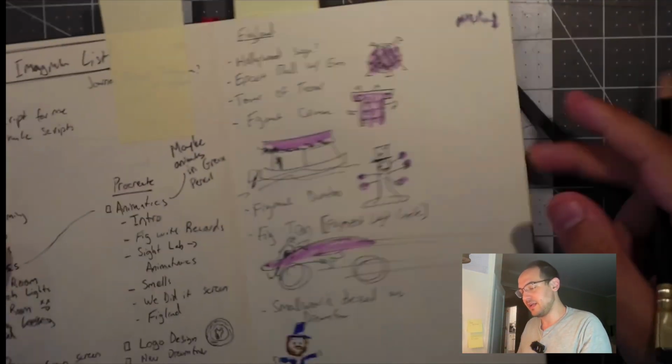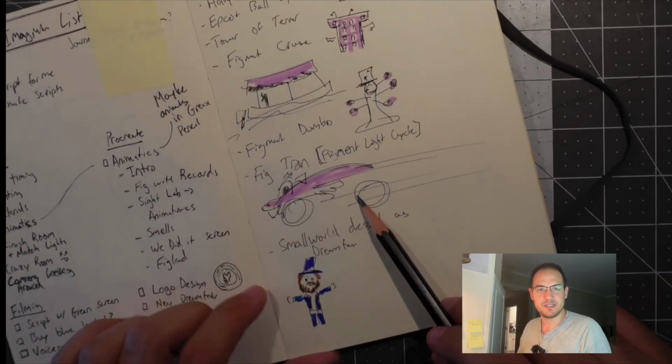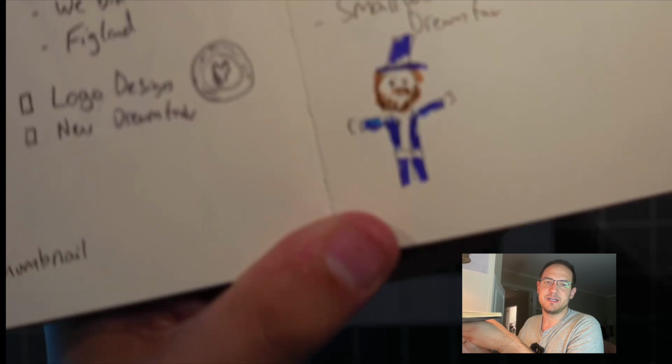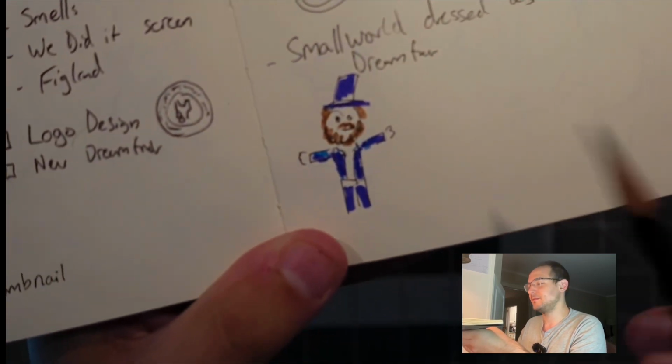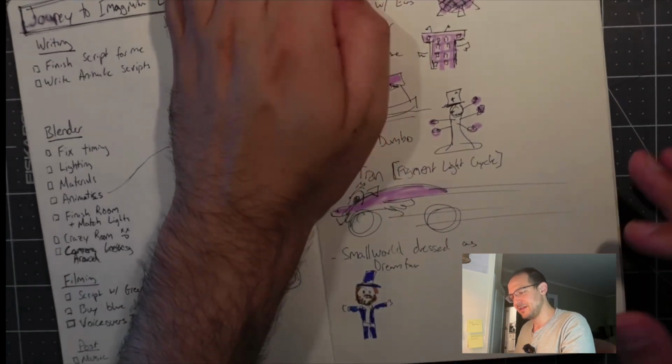And they could add to the Imagination Pavilion. I don't think it'd be that hard. Figment Tron, Small World, dressed as Dreamfinder. I don't know. That's not a great representation, but I think that'd be really cute. And I hope they do that one day.